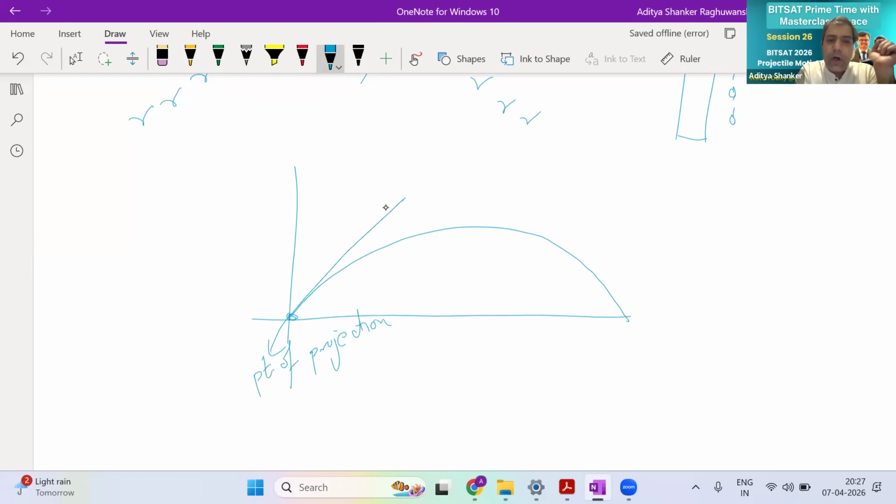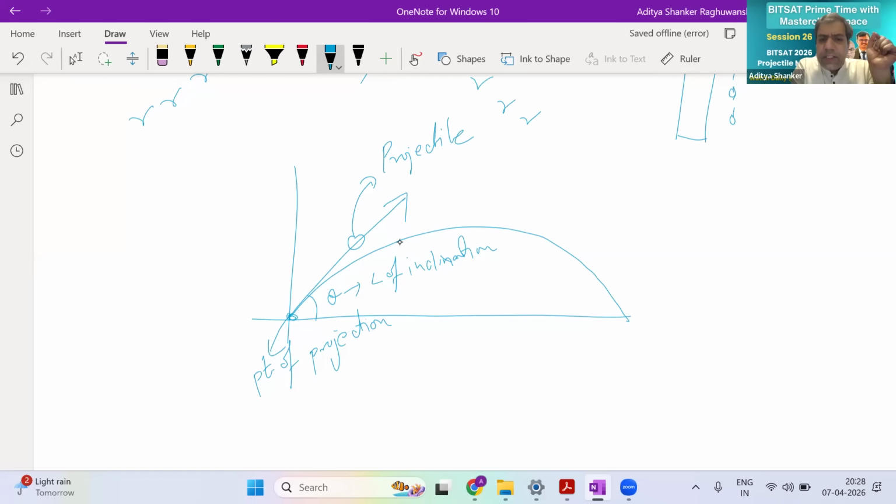The angle which this ball is going to make with the horizontal is called the angle of inclination, right, my dear friends? And this ball which you have kicked, which is doing the motion, is called the projectile.